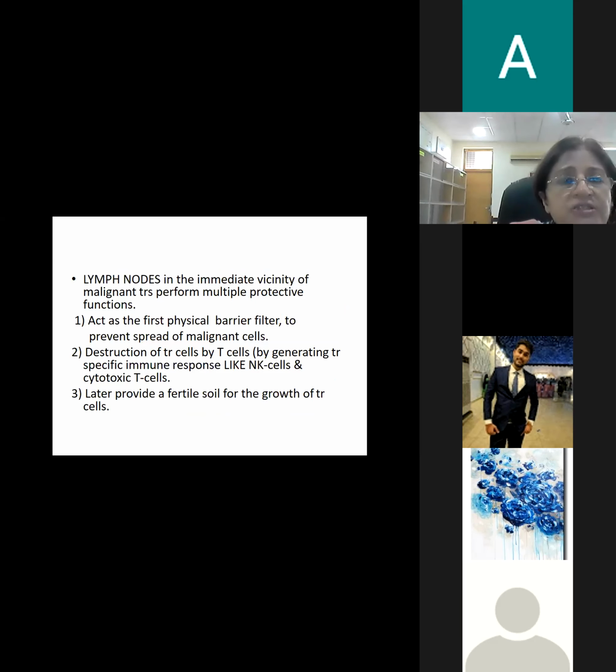What is the function of the lymph nodes in the immediate vicinity of malignant tumors? Number one, they act as the first physical barrier filter to prevent the further spread of malignant cells. Number two, they cause destruction of the tumor cells. जाहिर बात है, they are the major component of the immune system. So initially, they are also going to act as a first physical barrier. Number two, they are going to cause destruction of the tumor cells by the T cell. And later on, जब इनके ये दोनों functions compromise हो जाएंगे, they are going to provide a fertile soil for the growth of cancer cells.